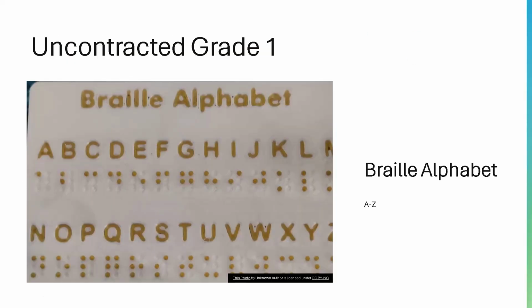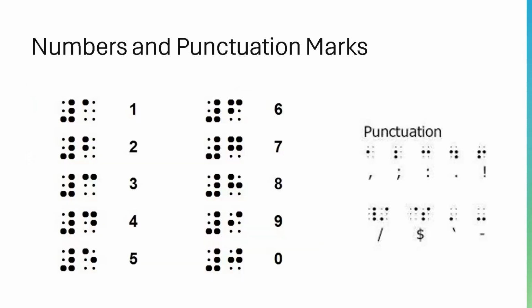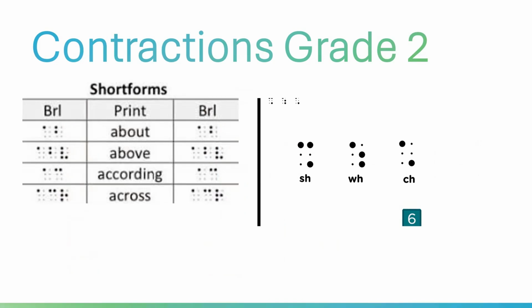Just a quick summary of everything that we went over in this video. When you are learning Braille, you want to ensure you go in the following order. You want to start with the Uncontracted Grade 1 Braille, also known as the Braille alphabet. Next step you want to do is the Braille numbers and punctuation marks. And finally, you are going to go into the contractions, also known as Grade 2 Braille.